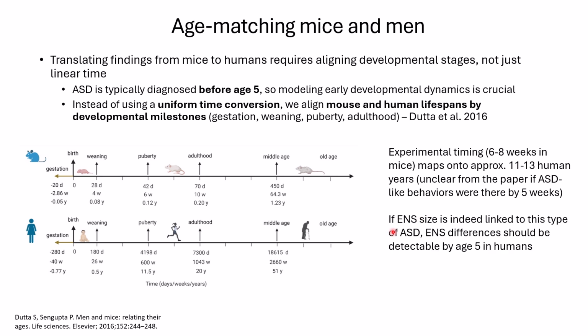And then if this enteric nervous system size is indeed linked to this type of ASD, because again, this is not just ASD, it's a spectrum. There are a lot of different manifestations. This is a subtype, but if ENS size is indeed linked to this type of ASD, then we should see these differences by age 5. So the human model, if I were to make this a little bit more translational, would have a lower enteric nervous system size for my simulated kids with ASD by age 5 compared to non-ASD.